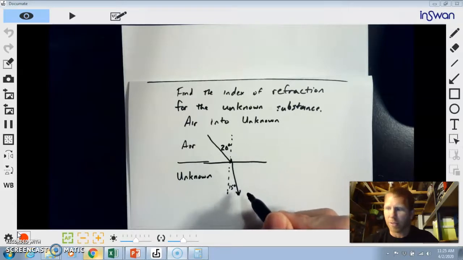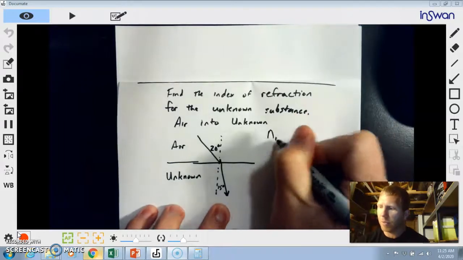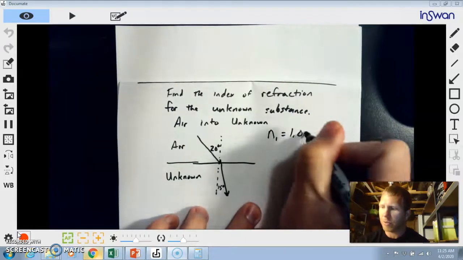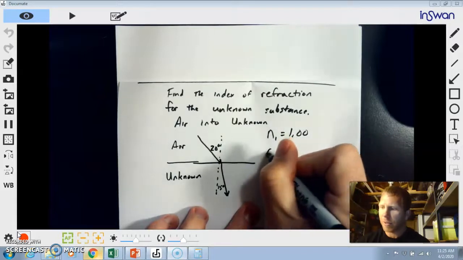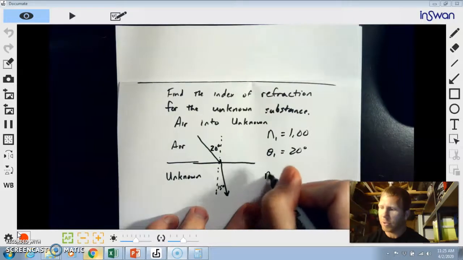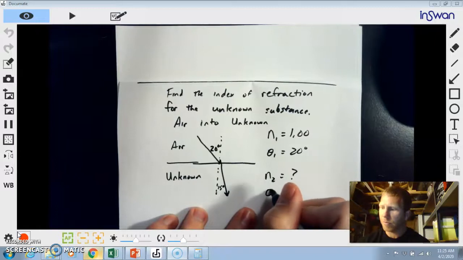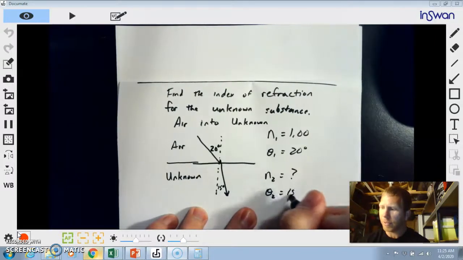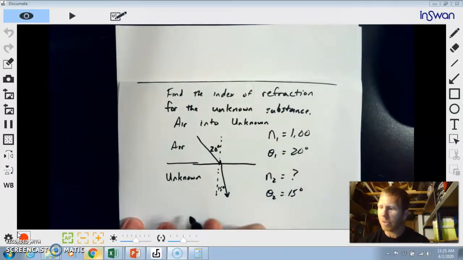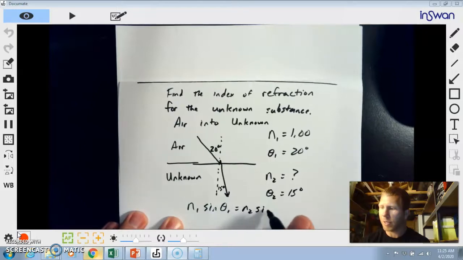of 15 degrees. So if we look at it here and we write down what we know, N1, which is air, is 1.00. Theta 1 would be 20 degrees. N2 is what we're going to try to find out. And theta 2 is 15 degrees. And so using Snell's law, N1 sine of theta 1 equals N2 sine of theta 2.